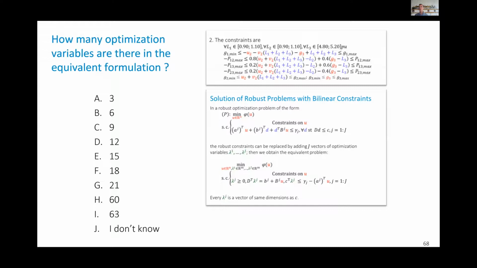So if we sum up all of this, we've transformed our non-robust optimization problem into a robust one, into a standard one. But how many optimization variables do we have at the end?